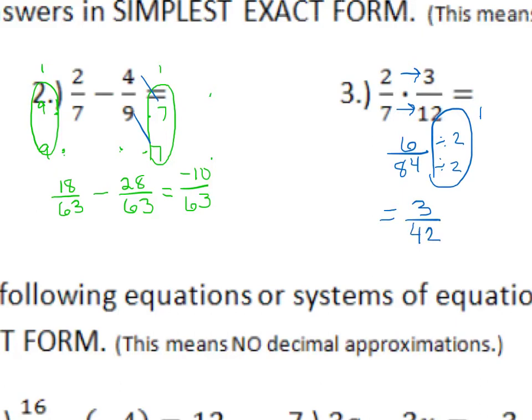3 and 42. And I gotta think really quick. I feel like 3 does go into 42. 3 times 14, I think. 4 times 3 is 12. 1 times 3 is 3. Sure enough. So go ahead and simplify it again, not changing the value. I'm just dividing by a different looking 1. And I get 1/12 for my final answer.